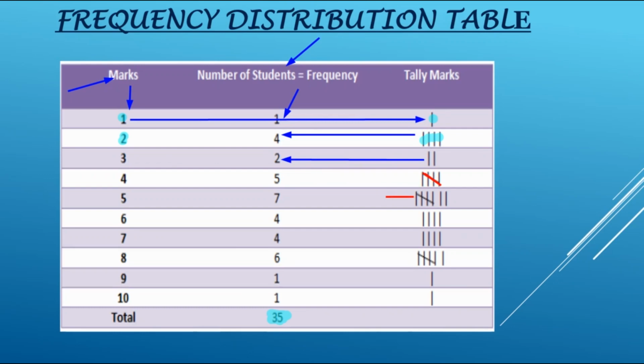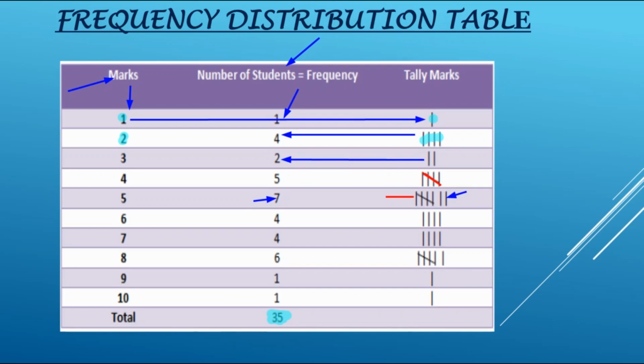and then plus 2. So actually it is 5 plus 2. 5 plus 2 means 7. So that is why the frequency is 7 here. So that is how the tally marks are made and then the frequency is written.